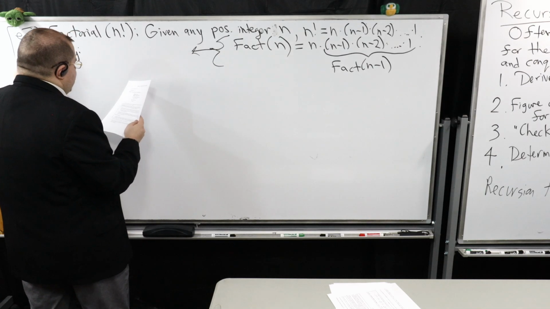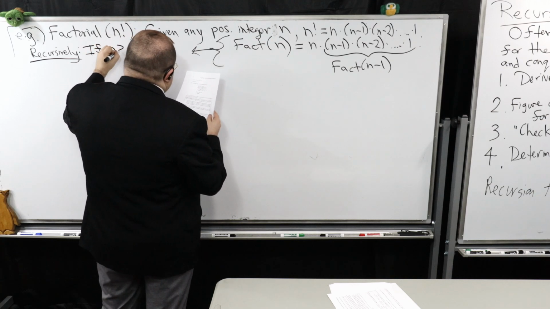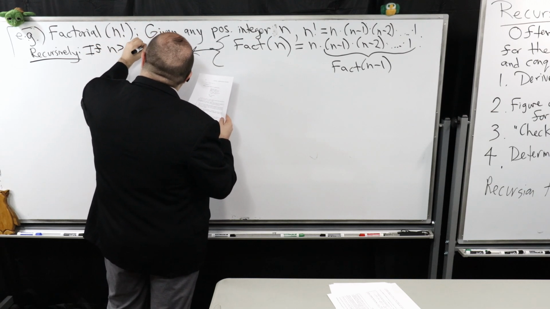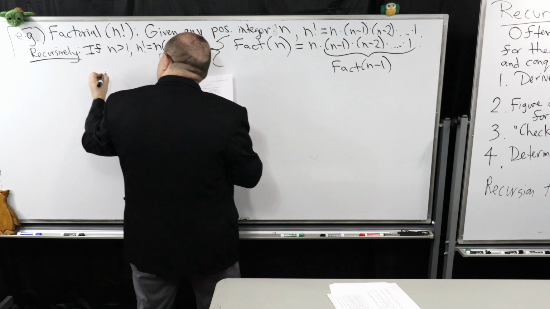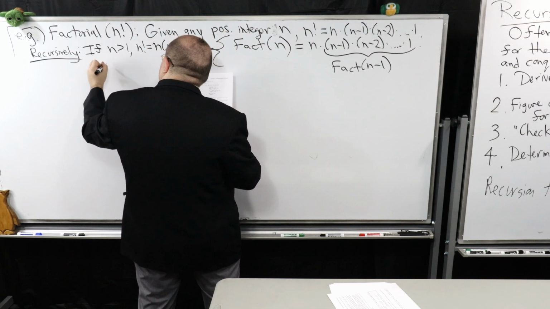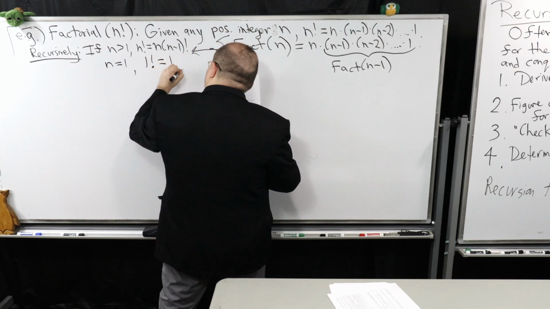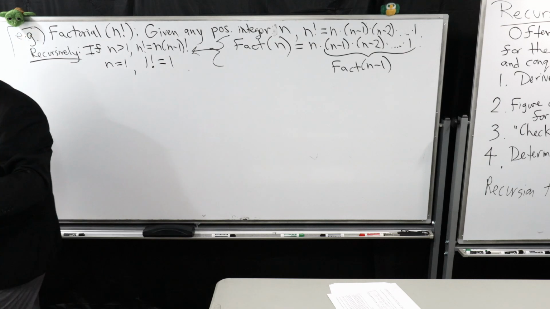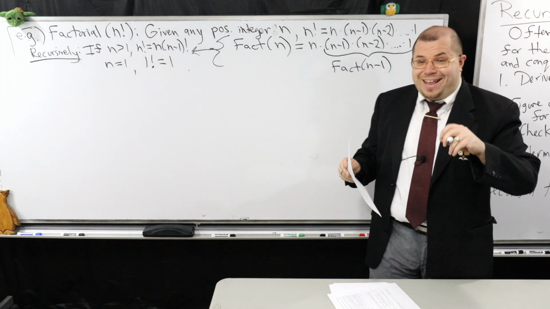So recursively you could think of it as: if n is greater than 1, n factorial is equal to n times n minus 1 factorial, right? And when n is equal to 1, then 1 factorial is equal to 1. So naturally, I'm going to write out an algorithm that computes factorial, and we'll analyze it, okay?